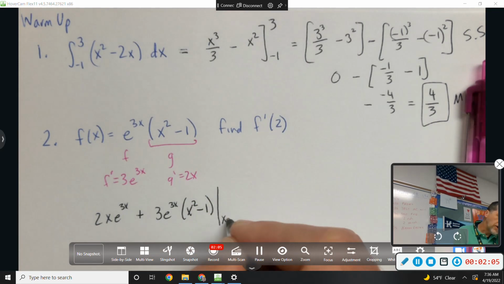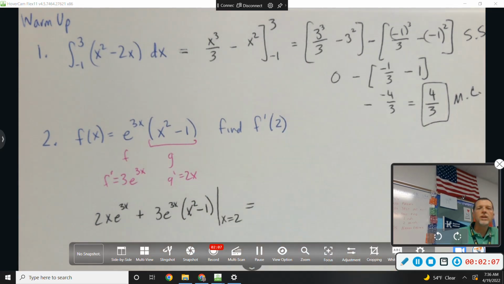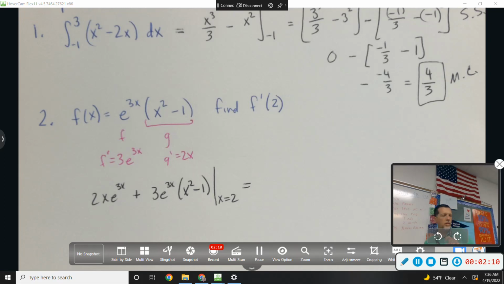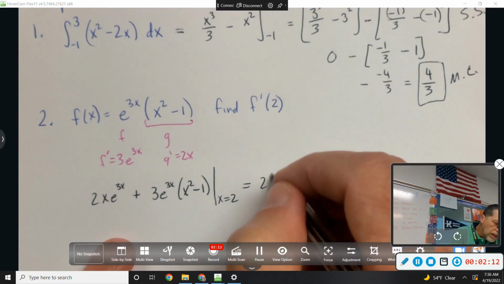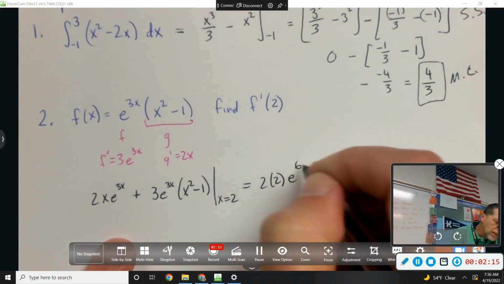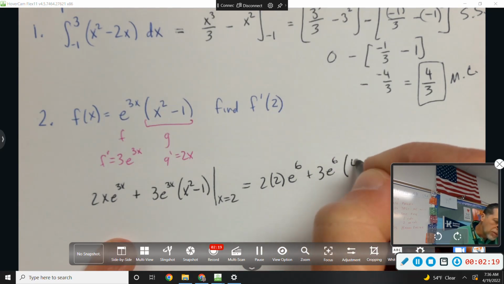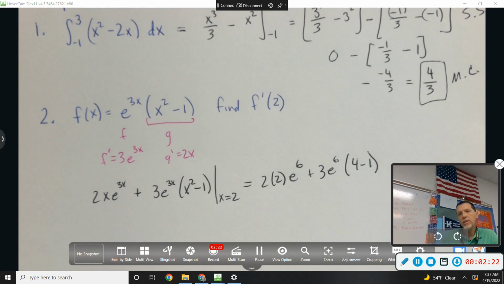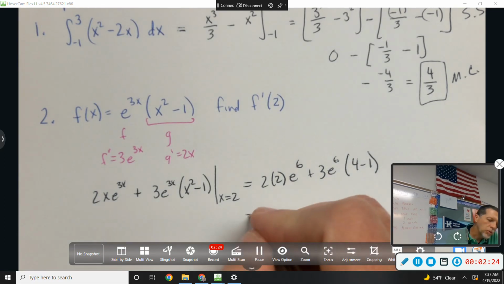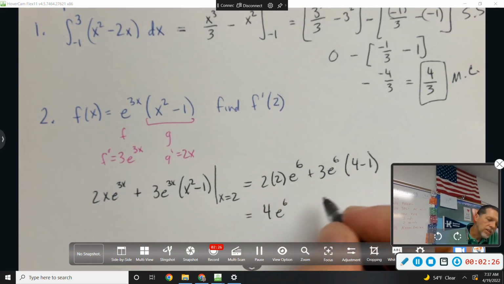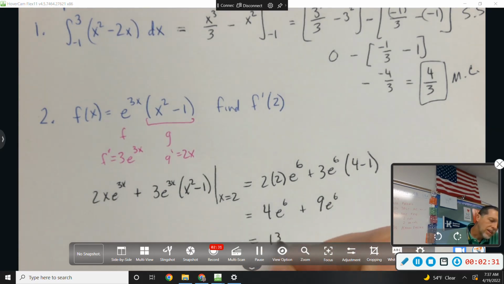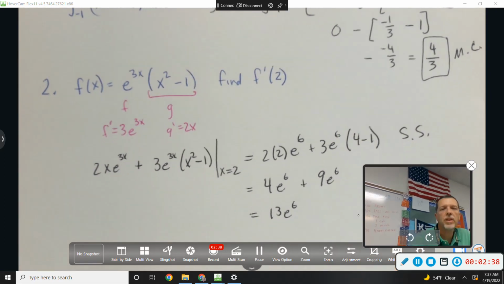And then we want to evaluate that at 2. So let's plug in 2. 2 times 2, e to the 6, plus 3 e to the 6 times 4 minus 1. Safe stop, but on a multiple choice test, 4e to the 6 plus 9e to the 6 equals 13e to the 6. Again, safe stop versus multiple choice. Oops, put that where you can read it somewhere.